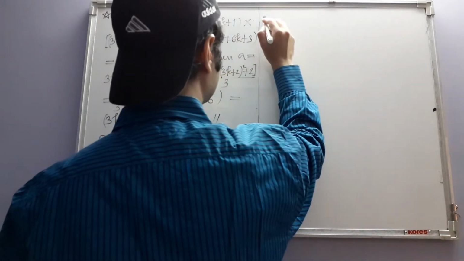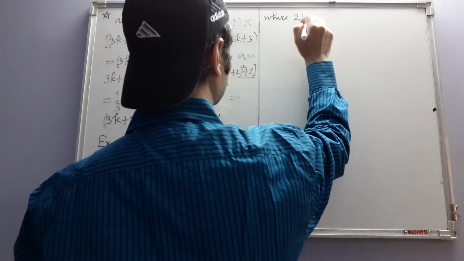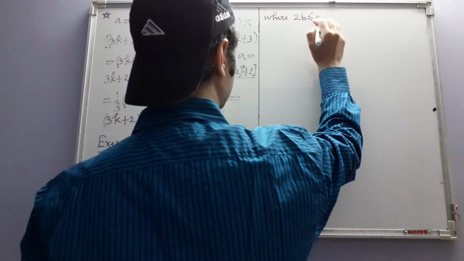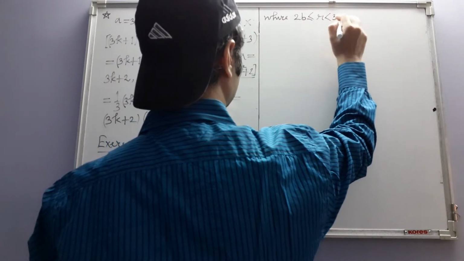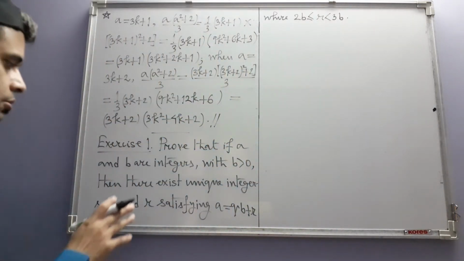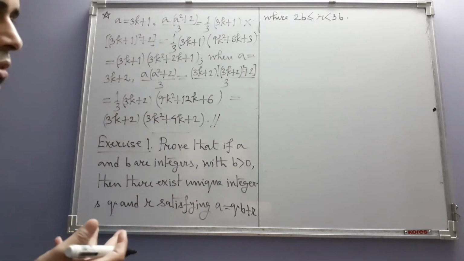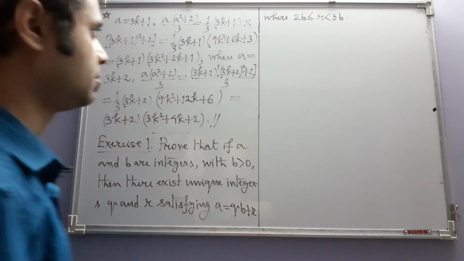Where 2b is less than or equal to r and r is less than 3b. Naturally, to solve this exercise we are going to use the division algorithm, that is theorem 2.1.